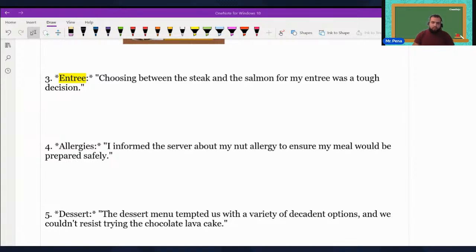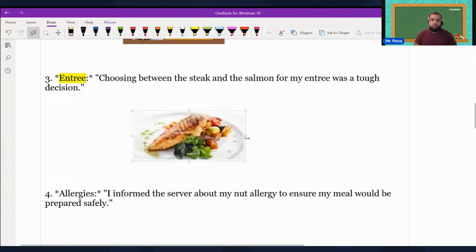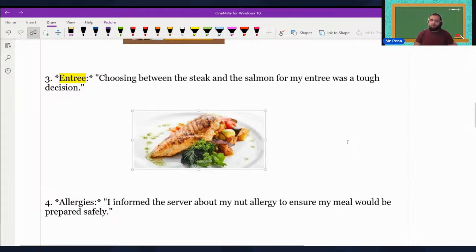Okay. Now, an entree is what we call the main meal. This entree is salmon with a couple of vegetables. Pretty good.